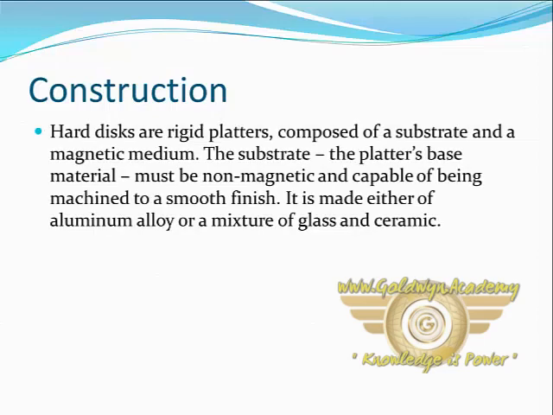Hard disks are rigid plates composed of a substrate and a magnetic medium. The substrate, the platter's base material, must be non-magnetic and capable of being machined to a smooth finish. It is made either of aluminium alloy or a mixture of glass and ceramic.